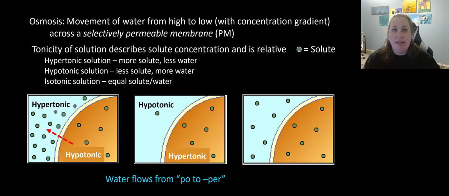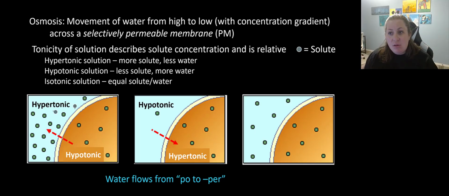This is going to cause the cell to shrivel up because it's losing water. On the other hand, in the second picture, water is going to move in because it's moving from outside of the cell to inside of the cell. This is going to cause the cell to swell, to get bigger.